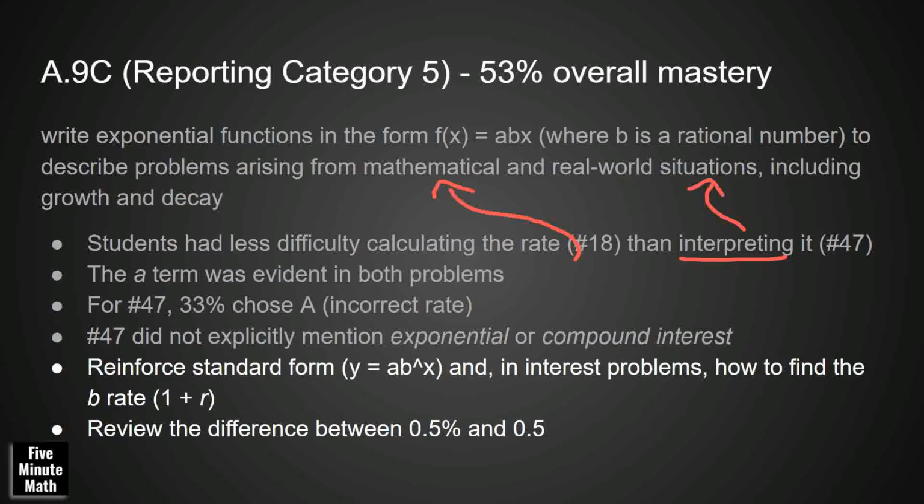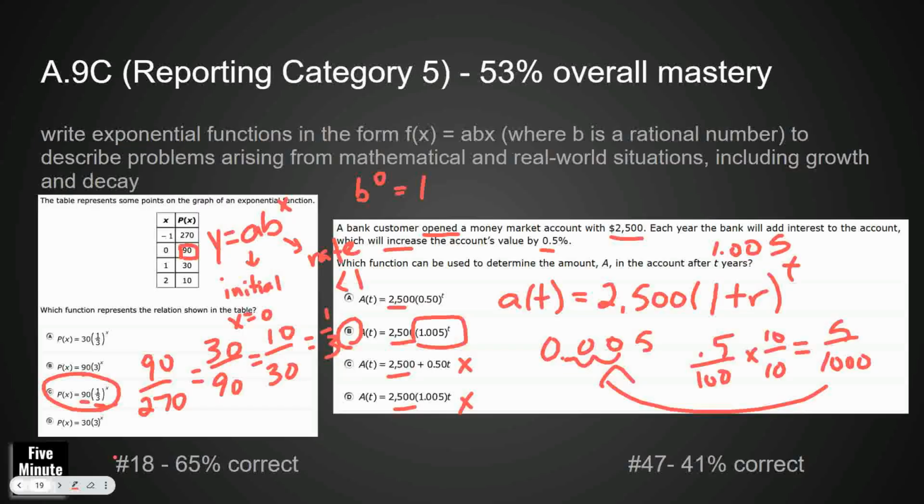And so that a term was evident in both problems. In the first problem, number 18, we had an x equals 0, so that was there. And then whenever you're doing any type of deposit or interest or anything like that to do with banking, they're probably going to give you the initial principal amount. And 33%, the problem was not identifying the initial amount. 33% of students on number 47 chose A.